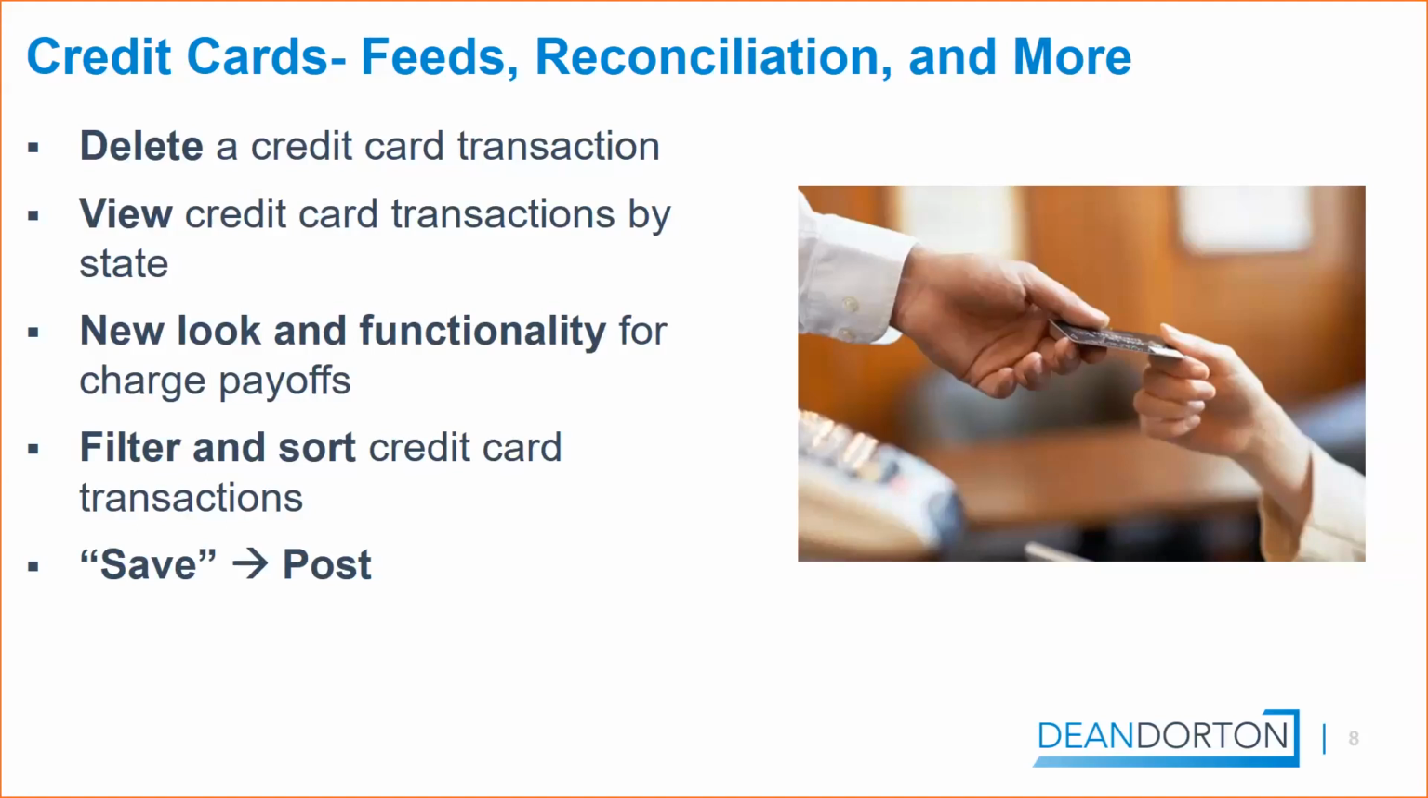So when you're looking at the list of credit card transactions, you also will have the ability to view transactions by state. So you can sort and filter and view transactions by, are these paid? Are these draft? Are these posted?